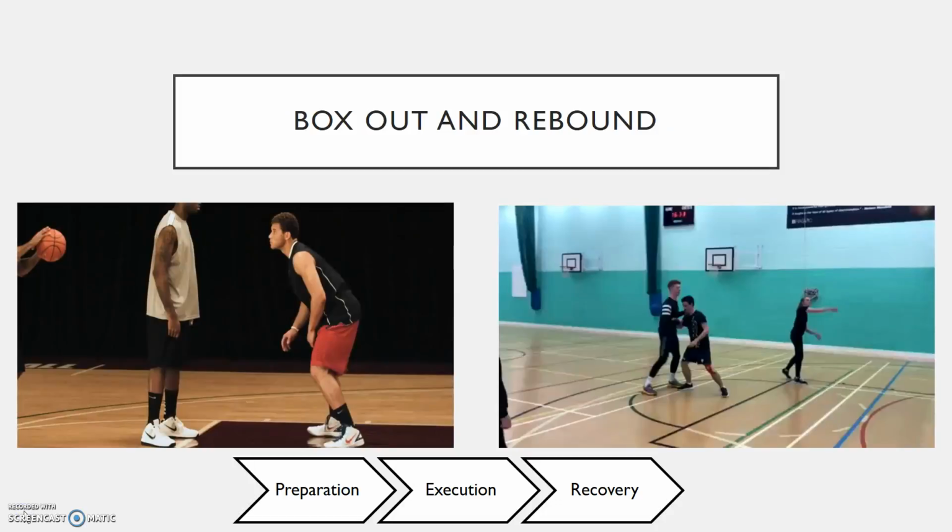Boxing out and rebound. Boxing out is a technique used to prevent the opponent team from getting possession of the rebound, holding the player back to give you an advantage to get the ball after a missed shot. This can be very effective for shorter basketball players so they can box out and rebound against taller players.